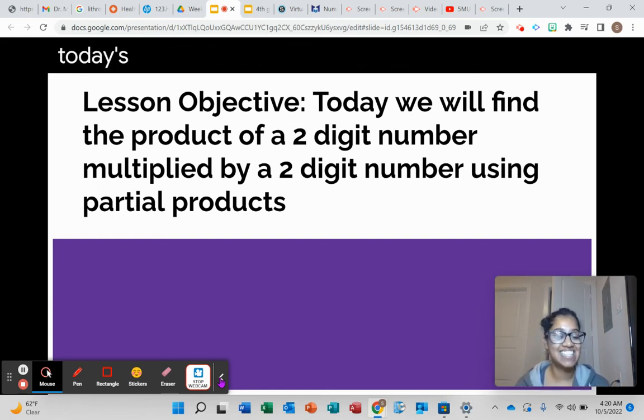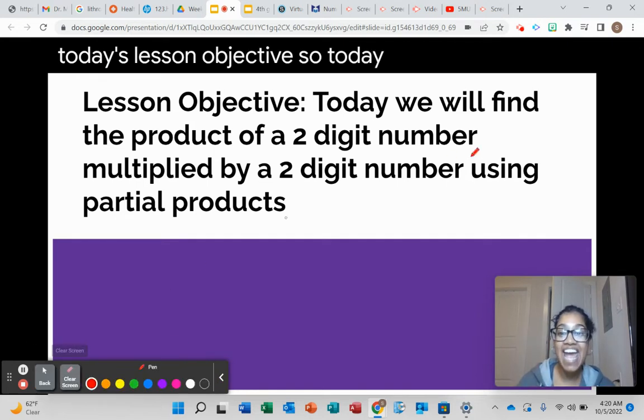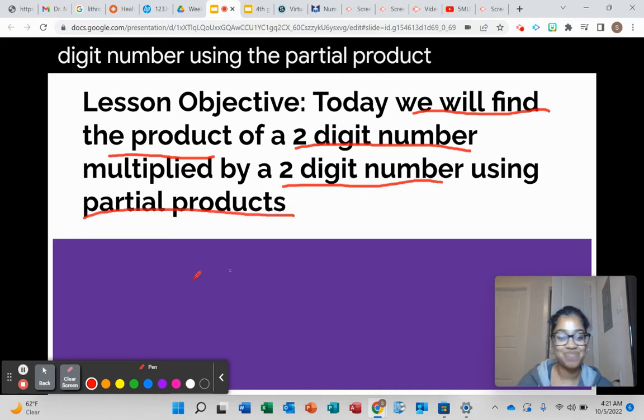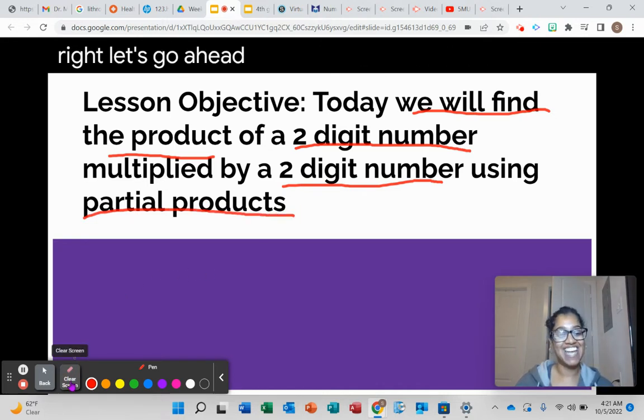Let's jump into today's lesson objective. So, today we will find the product of a two-digit number multiplied by a two-digit number using the partial product strategy. All right, let's go ahead and get started.